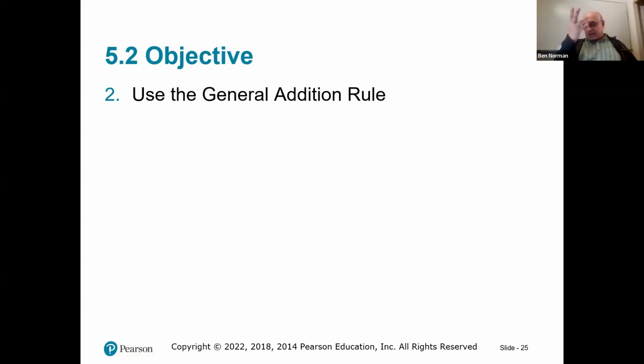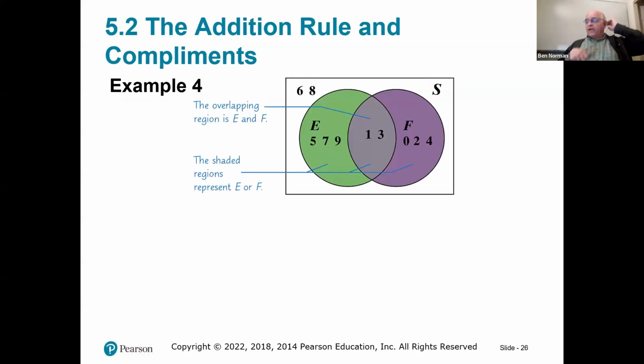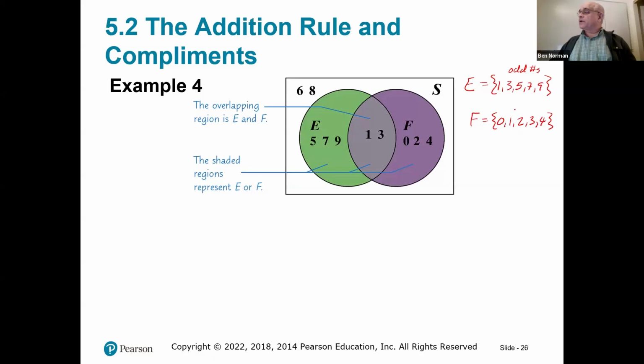Now you might think, holy cow, another rule. Okay, no, yes, no. Here we have E and F redefined, just for clarity. E is a collection of 1, 3, 5, 7, and 9. F is a collection of 0, 1, 2, 3, 4. All of these are odd numbers, and all of these are numbers that are less than 5.